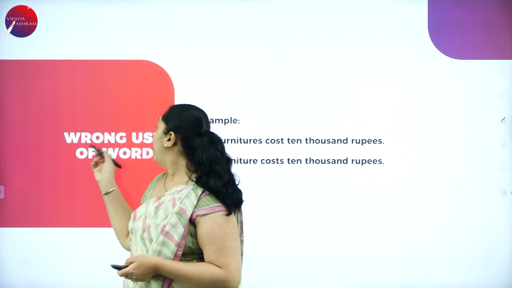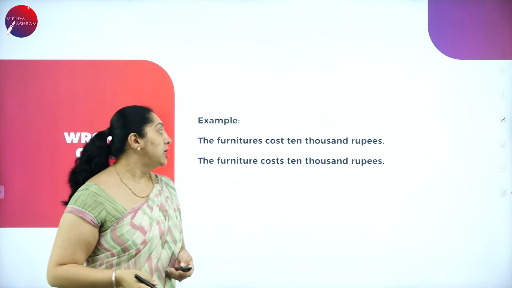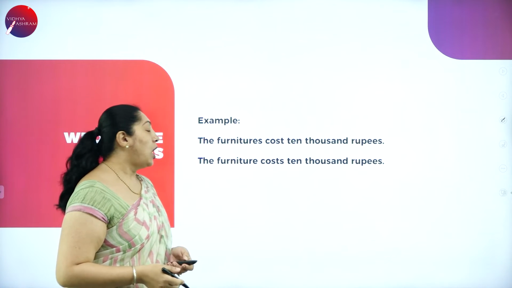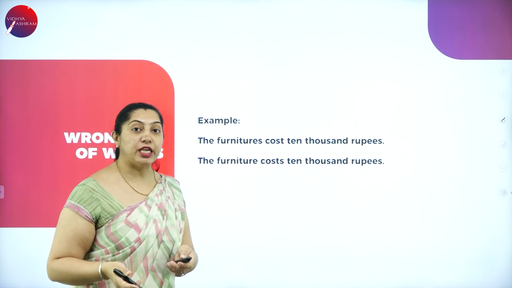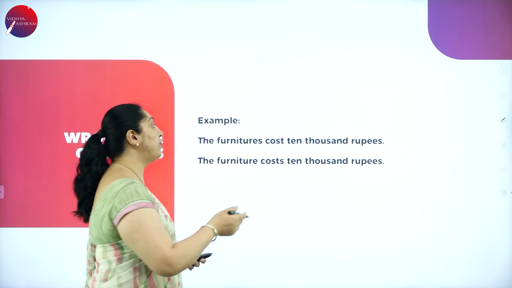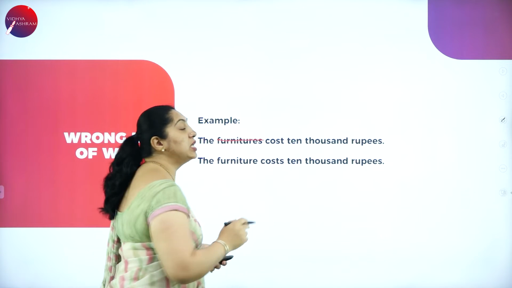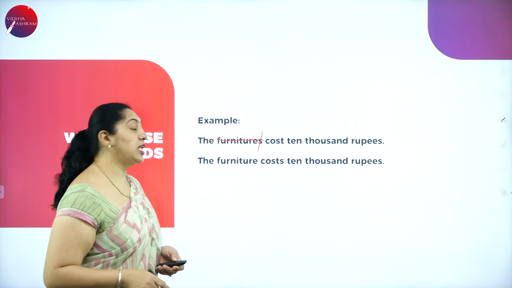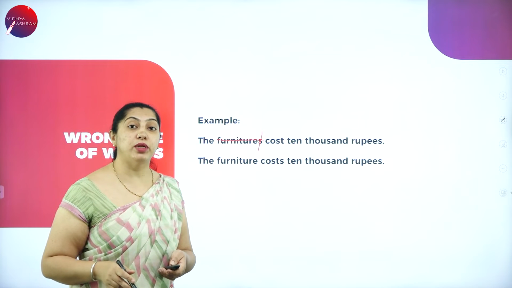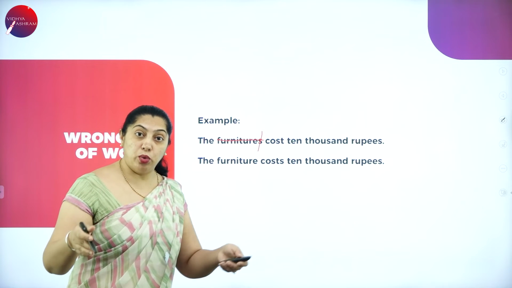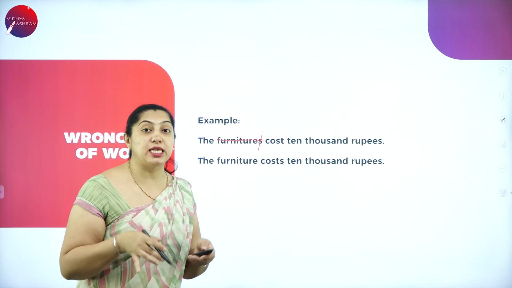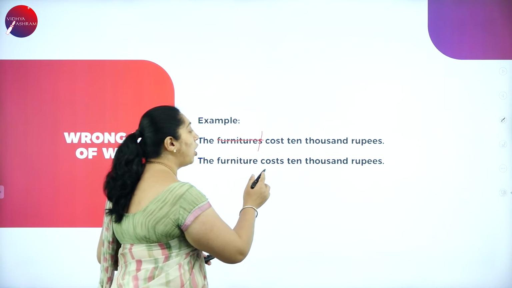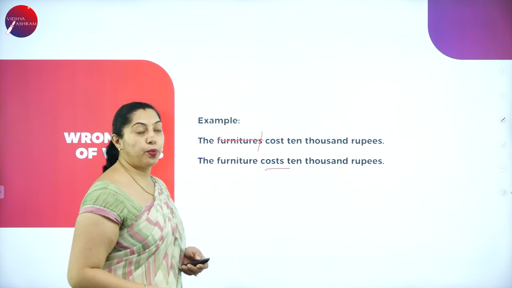And the next one, wrong use of words. For example, the furniture cost 10,000 rupees. Always, or else you can go with your textbook, that is the workbook. When you say furnitures, it is struck out. The S is struck out in the sentence. It is not furnitures. When we talk about furniture, I know it looks plural, but even though it is plural, it is considered as singular. Put together, it is one. The furniture costs 10,000 rupees.